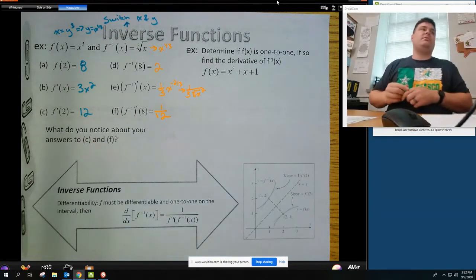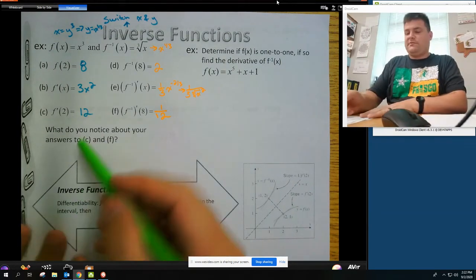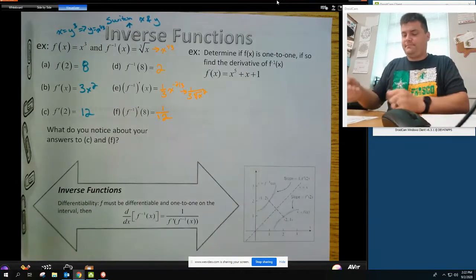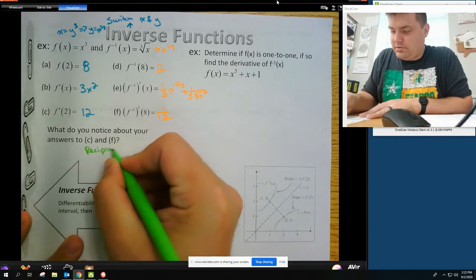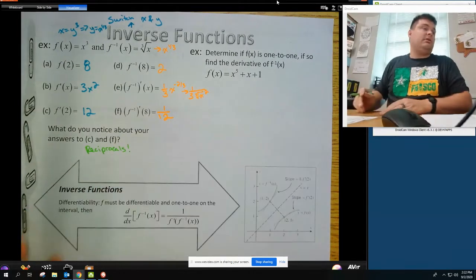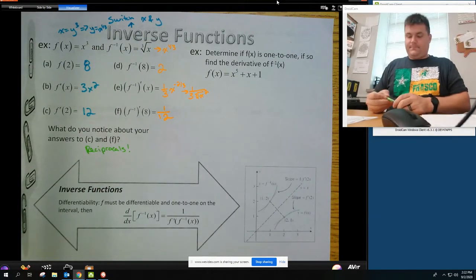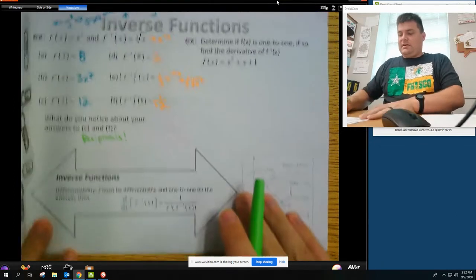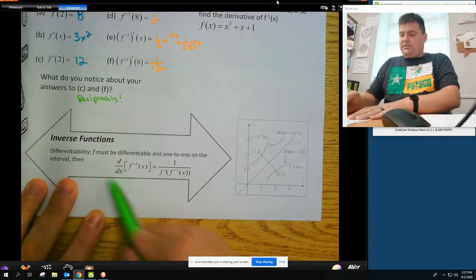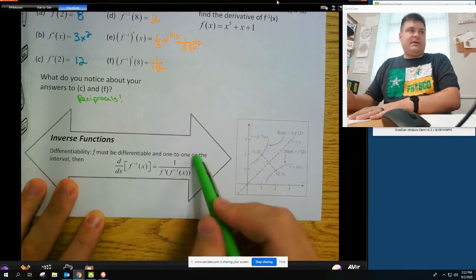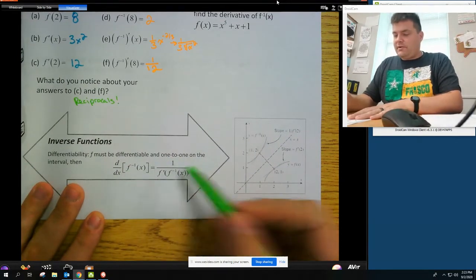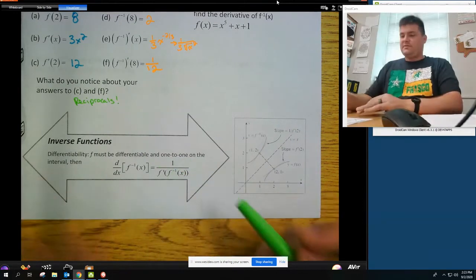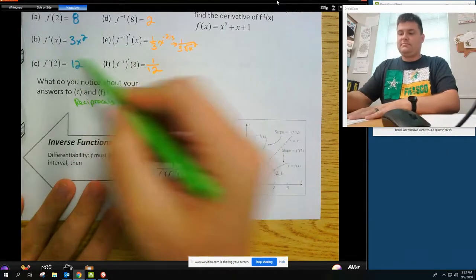Okay. So what do you notice about our answers for C and F? They are reciprocals. Okay. So what's important about that is inverse functions. This is our lovely little formula we have down here. If you take the derivative of an inverse, it's going to be 1 over the f prime of the inverse, which is exactly what happened here.